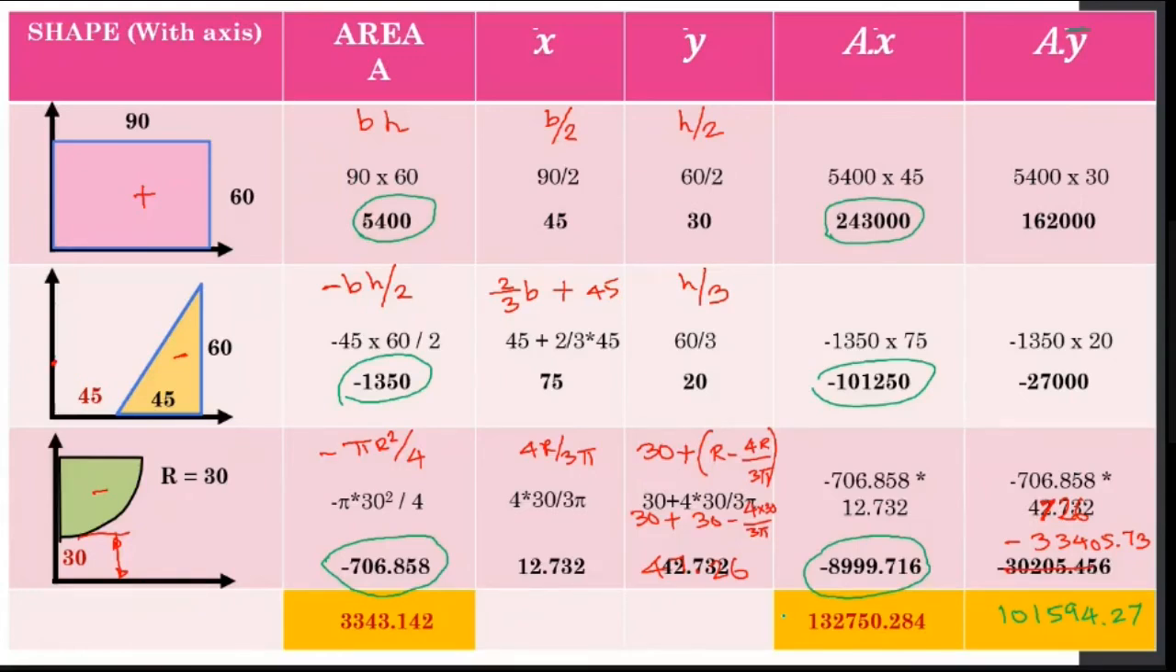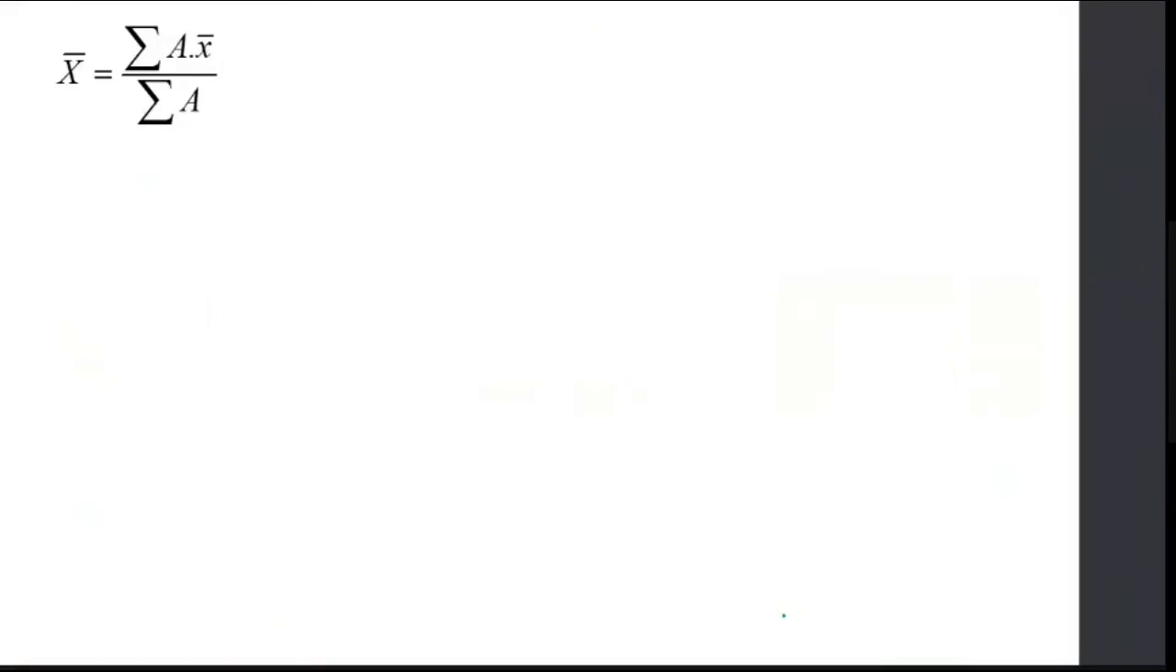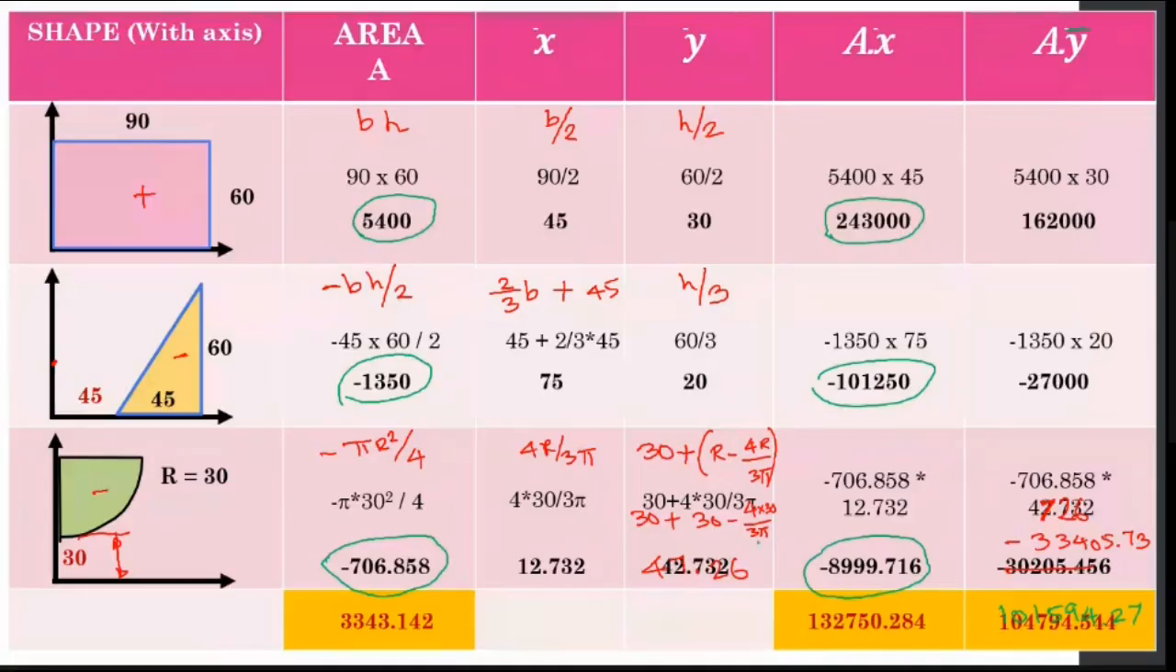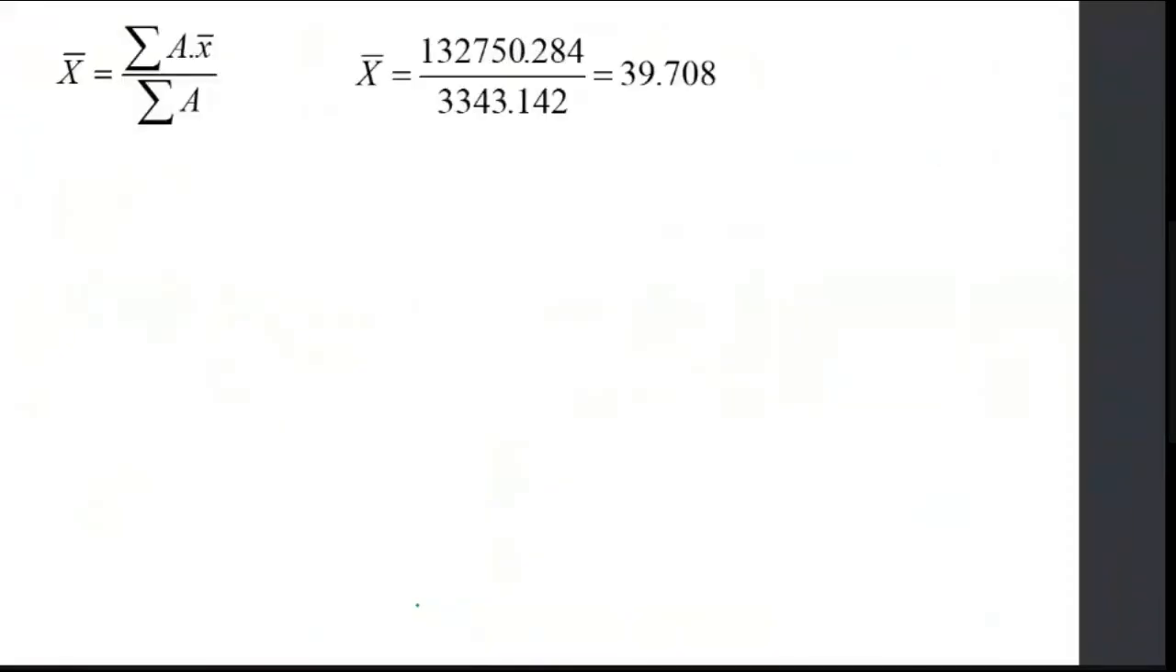Okay. Now what I can do, I can find out what is my X bar. X bar is sigma A into X bar divided by sigma A, which means I know the values, right? 137, this divided by this, so I will get something like this. 39.708. Similarly, Y bar. I will write it here.